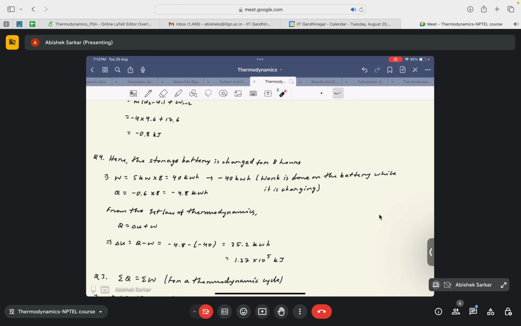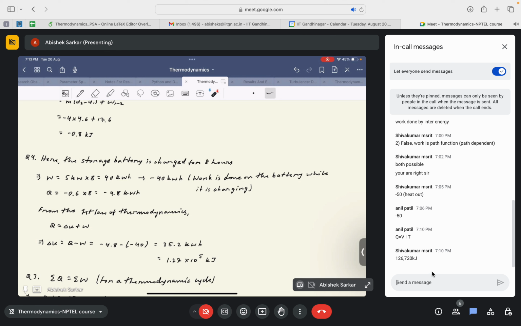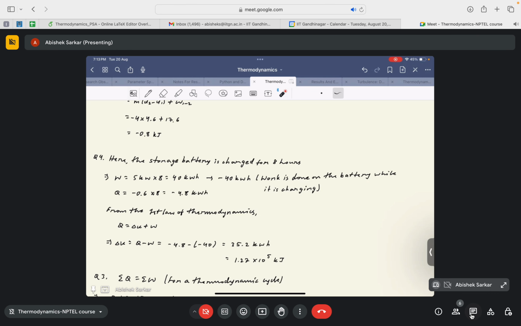Similarly, it gives up or dissipates heat to the surroundings, so the heat going out of the battery will be negative. So it is minus 0.6 into 8, or minus 4.8 kilowatt hour. From the first law of thermodynamics applied on the battery as our system, delta U is equal to Q minus W. So Q is minus 4.8, minus of minus 40, and we get delta U as 35.2 kilowatt hour, or delta U is equal to 1.27 into 10 to the power 5 kilojoule. Let me compare with the answer given by one of the students. Exactly, so it's correct. Actually, it's more precise than mine. Thank you for the answer.